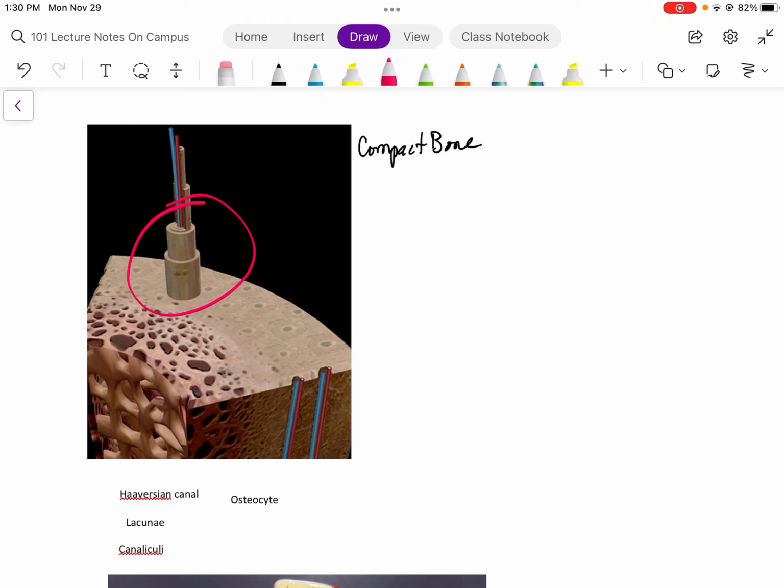This structure right here, you can see that there are many of them. There's one here, there's one here, there's one here. They're basically all stacked up like these long tubes. And this one is pulled up and out so we can look at it. That structure right there is called an osteon, and this is the fundamental unit of bone growth.